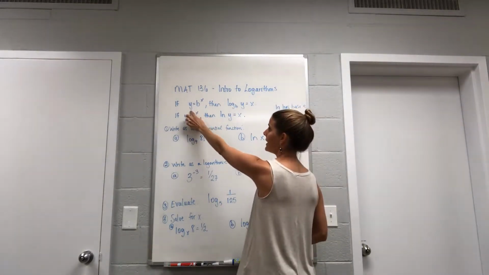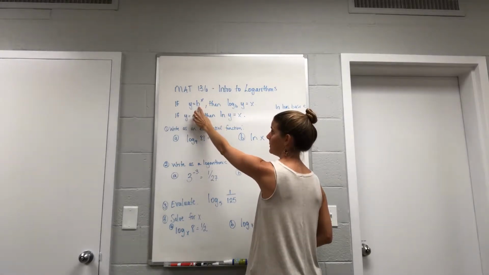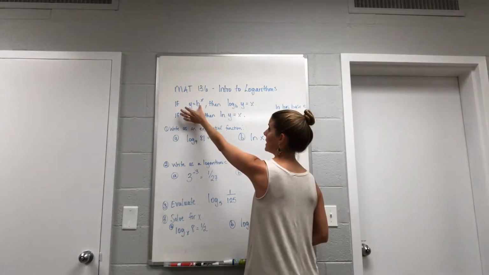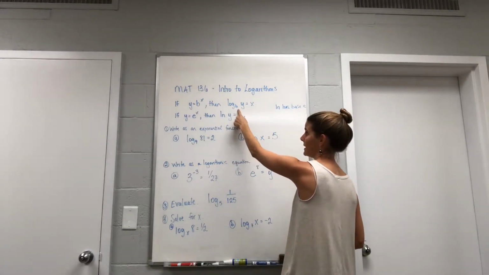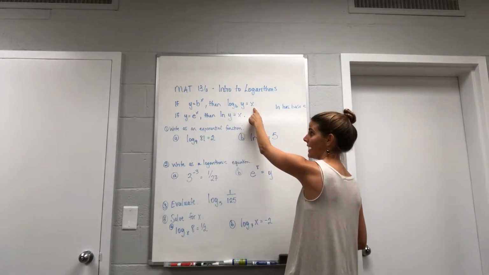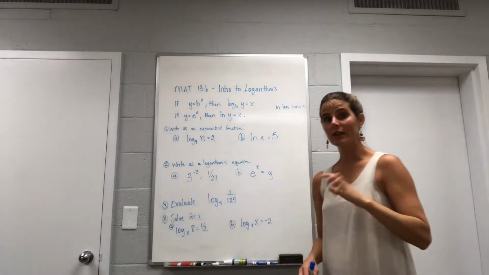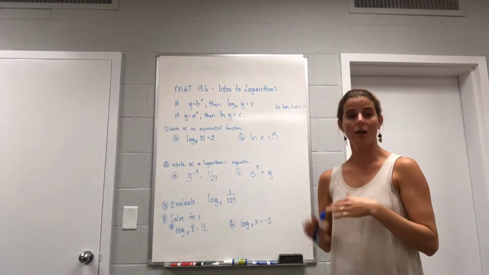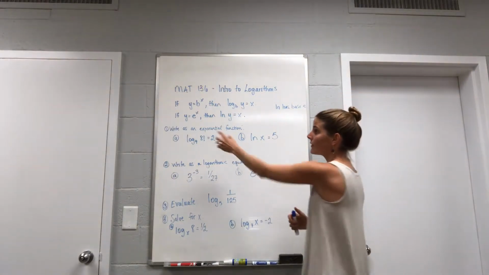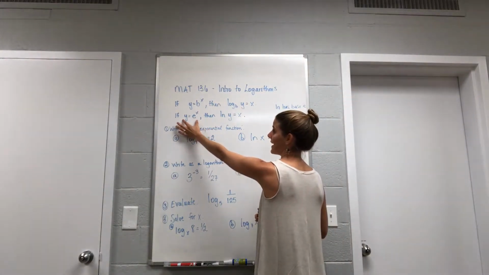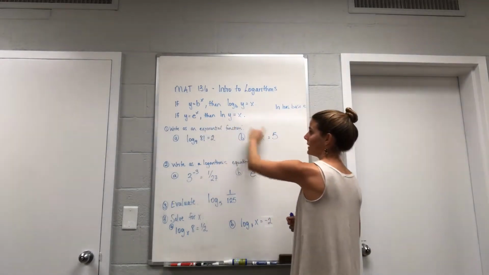So if y equals b to the x power, b meaning base, so if y is equal to the base b to the x power, then log base b of y is equal to x. So this is just figuring out how to rewrite. We're just going to look at a couple of examples like that. The other thing here, if y equals e to the x power, then ln y equals x.